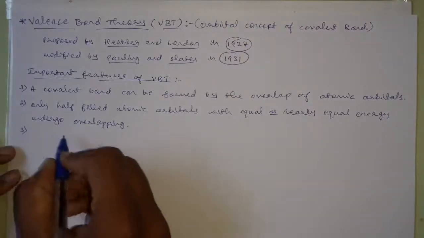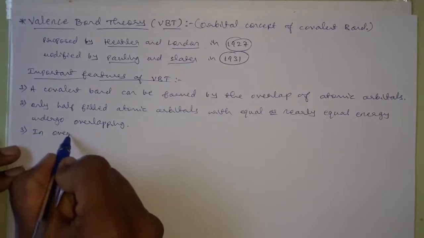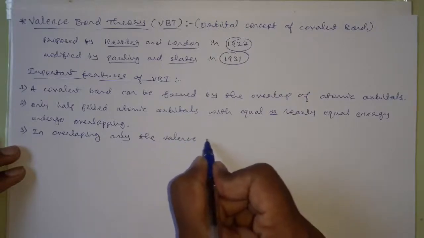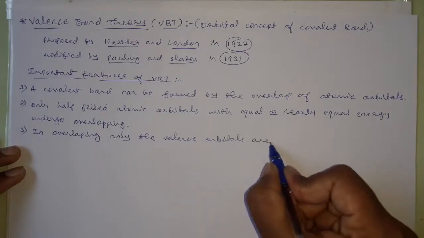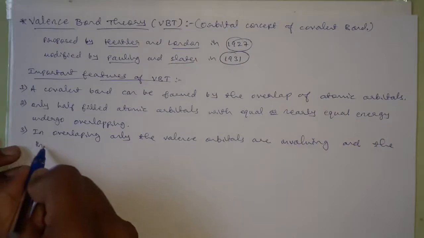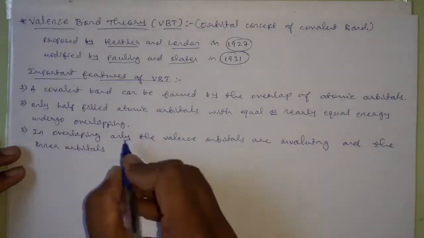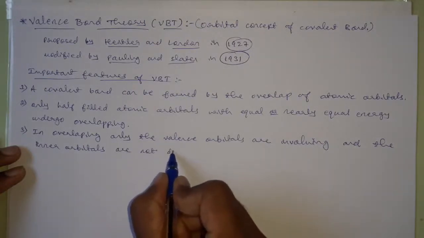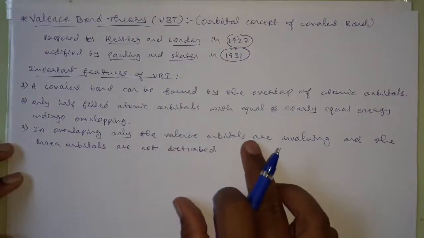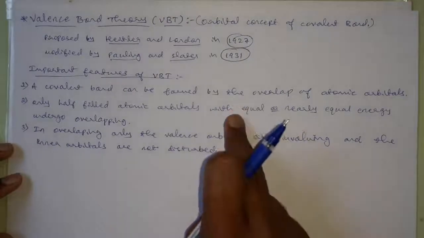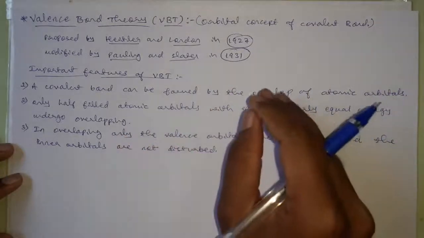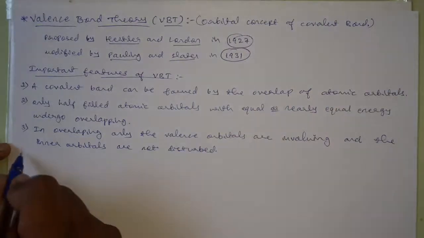Then the third postulate is that in overlapping only the valence orbitals are involved and the inner orbitals are not disturbed at all. In the overlapping process, only the valence orbitals are involved and the inner orbitals of those atoms are not involved. Means the outermost orbitals participate in the overlapping process, but the inner orbitals do not take part at all in the overlapping process.